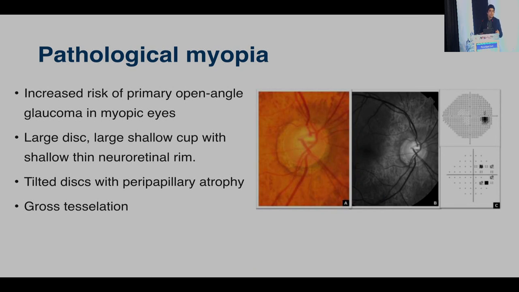But sometimes when the pathological myopia is not clearly discernible, there are not enough features to differentiate it. Myopia also becomes a very important differential and a very important mimicker of primary open-angle glaucoma. So increased risk of primary open-angle glaucoma is also seen in myopic eyes. Large disc with a shallow cup, with a shallow neuroretinal rim. Tilted disc with peripapillary atrophy and gross tessellation are some other features.